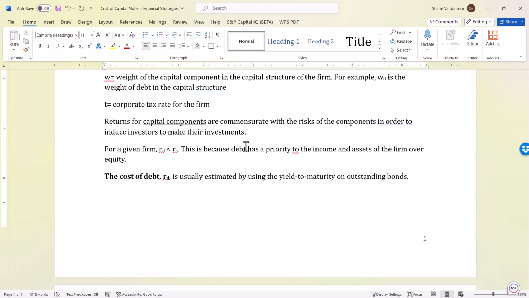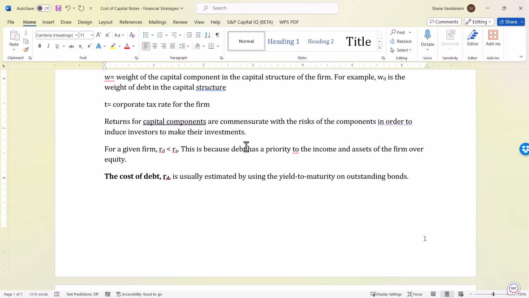Additionally, in the event of bankruptcy, if a company is liquidated, the bondholders and the lenders to the company get paid first. The debt holders get paid first. And if there's anything left over after they get paid, then the stockholders get something. But they don't get anything unless the debt holders are paid first.